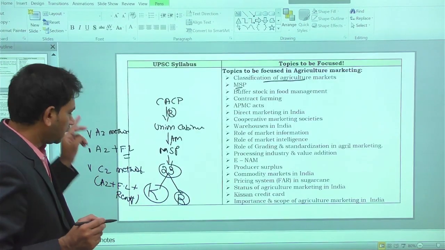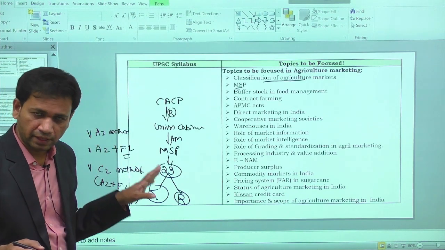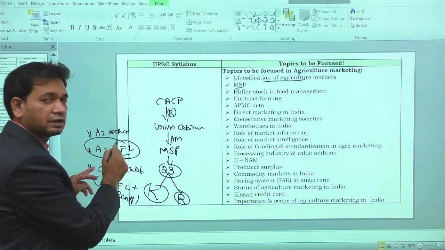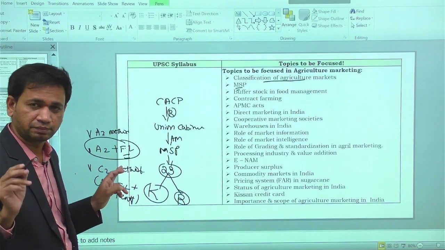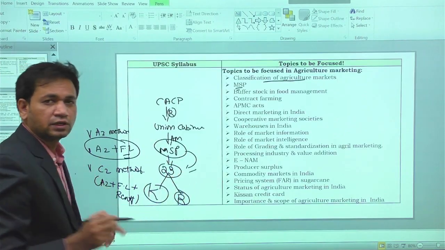Presently, different experts have suggested different methods for fixing the MSP. At present, the government of India is going with the A2 plus FL method. Based on this technique, we are giving the MSP for the notified crops here.